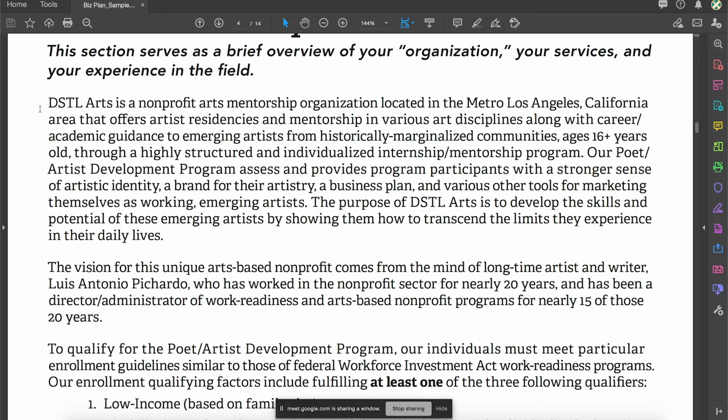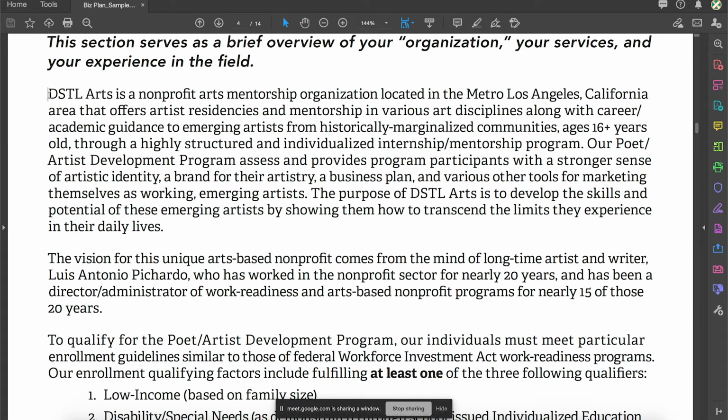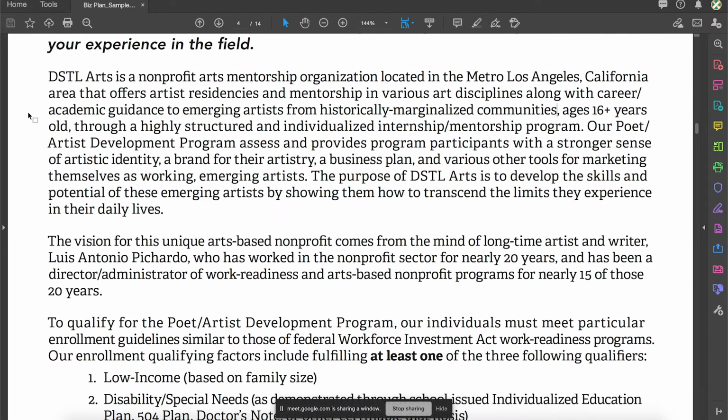So here we'll just skim through this, but I pretty much start off with where Distill Arts is located in the Metro LA area. And then I immediately go into what it is that Distill Arts does, which is we offer artist residencies and mentorships in various art disciplines, along with career and academic guidance to emerging artists from historically marginalized communities. So that's a long sentence, but it tells you exactly what Distill Arts does. We do artist residencies and mentorships. We have different art disciplines that we focus on, and we do career and academic guidance for artists from historically marginalized communities. It does go into a little bit more detail there, but again, gives you that very concrete example of what it is that Distill Arts does.